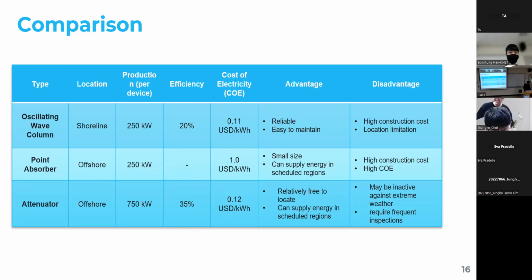And attenuator is offshore, 750 kilowatts and 35% efficiency. And cost of electricity is 0.12. It has the advantage of electric grid connection and can supply energy in scheduled regions. And it was very inactive against extreme weather and requires frequent inspections.